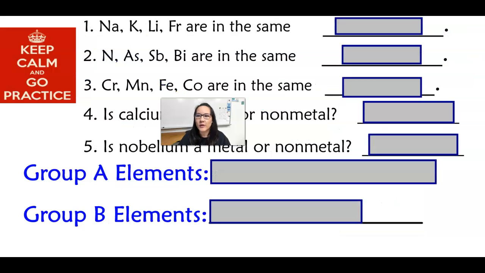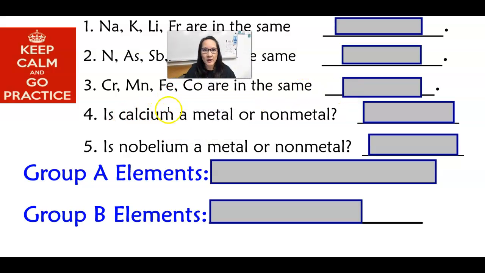Now let's do a little check for understanding. If you have sodium, potassium, lithium, and francium, and you look on the periodic table, are these in the same group or in the same period? What about nitrogen, arsenic, antimony, and bismuth? Same group or the same period? What about chromium, manganese, iron, and cobalt? Are they in the same group or the same period? Is calcium a metal or a nonmetal? Is nobelium a metal or a nonmetal? And then group A elements are called what kind of elements, and the group B elements are known as the what? And you can unpause the video to see the answers.